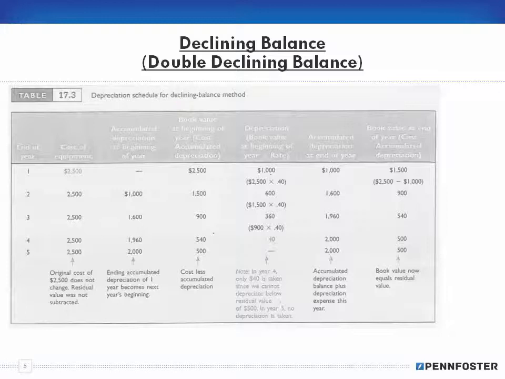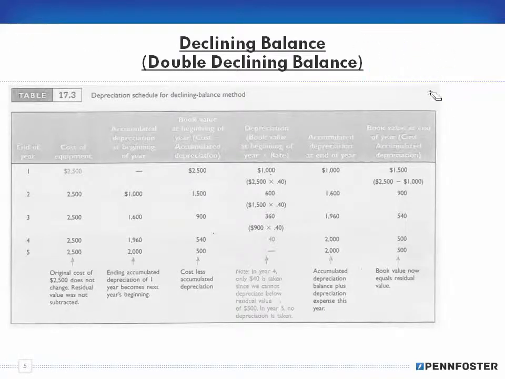Now, the purpose behind using the declining balance method is, instead of keeping my depreciation the same each and every year, we want to take the most depreciation in the first year and then have it decline over the years. So we take the most in the first year and the least towards the end of the useful life. In order to do that, we have to calculate a rate.